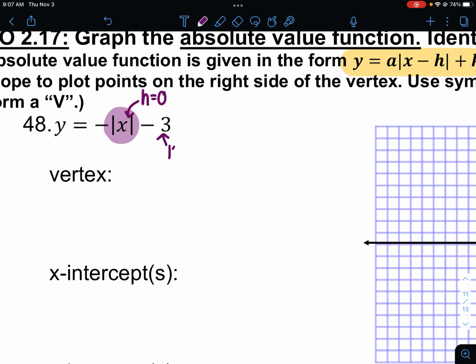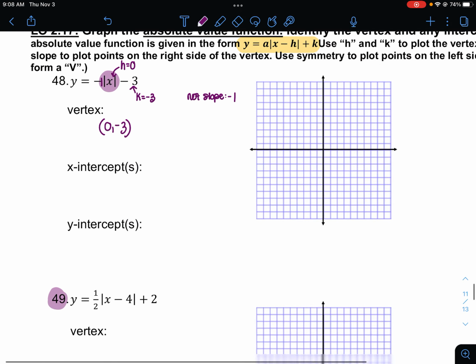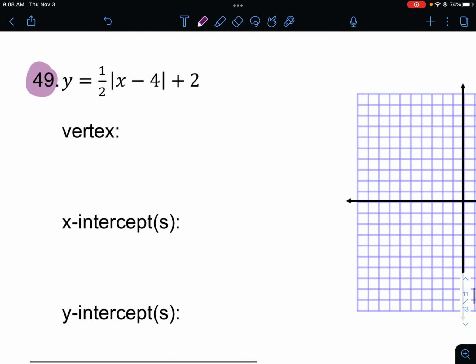The value of K here is negative 3. Remember, the value of H when it's inside of those bars is the opposite sign of what you see, and when it's outside the bars, it's the same sign as what you see. Okay, so my vertex for this first one would be 0, negative 3. My slope, my not slope, is what I've been calling it, is a negative 1. So I'll let you finish that one.